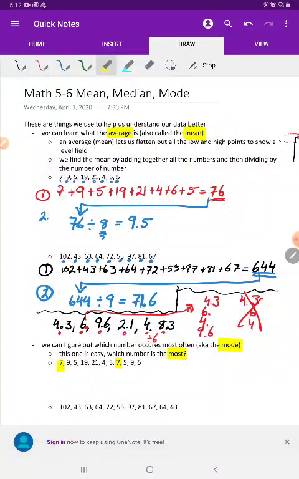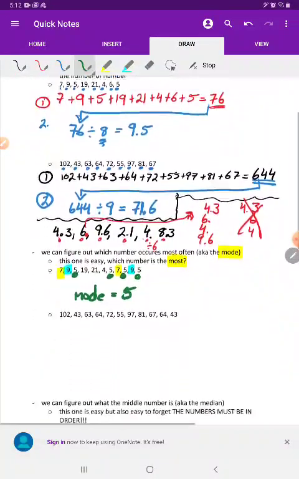So if I go through here, I can see I've got a 7 there and I've got a 7 there. Okay, that's great. I've got a 9 here and a 9 here. Okay, good. I'm going to use this one. I've got a 5 here and a 5 here and a 5 here and a 5 here. There's only one 19, there's only one 21, there's only one 4. So the mode equals 5. That's really easy. 5 is the most frequent.